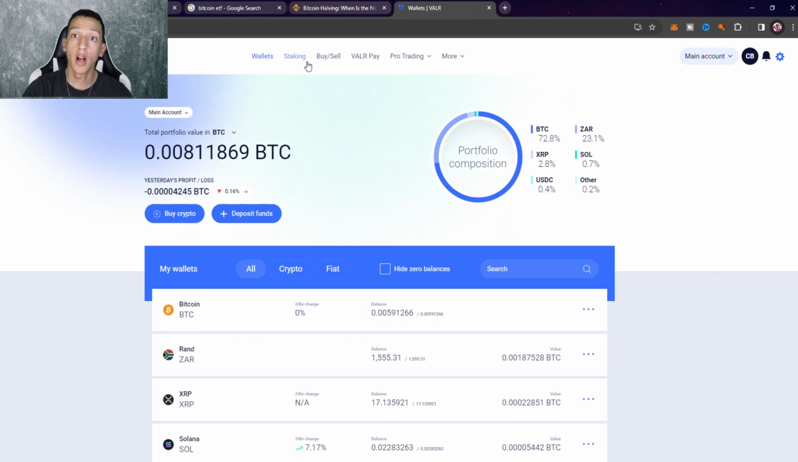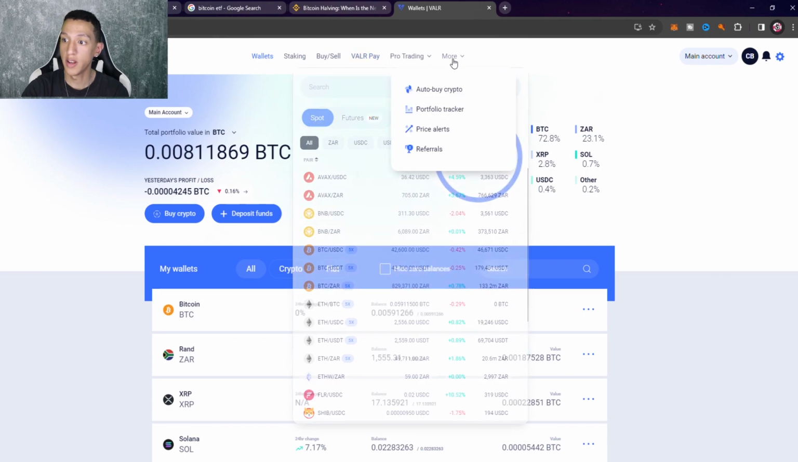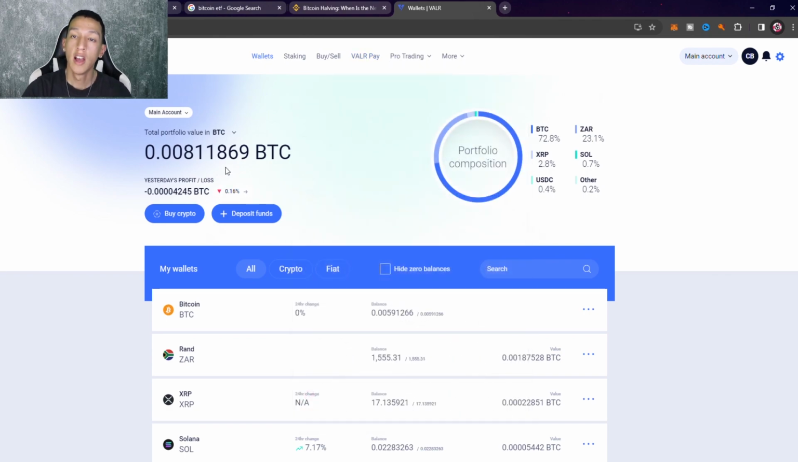Staking is where you lock up your cryptocurrencies for a period of time and you'll get returns. So it's basically like a fixed deposit for cryptocurrencies. We have buy and sell, we'll get into all this. We have VALR Pay, pro trading, and more.